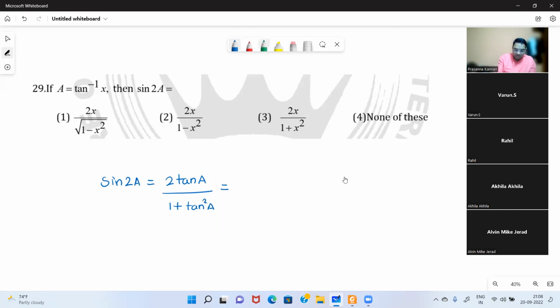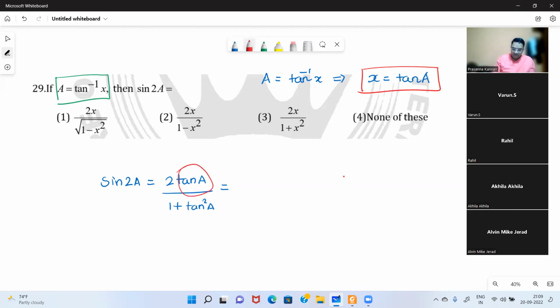Now here what is given in the question? A is equal to tan inverse of x, which implies what will be x? Tan A, exactly. So wherever tan A is there, what you can substitute? x. So 2x by 1 plus x square. So sine 2A is equal to 2x by 1 plus x square. That's all. Are you clear?